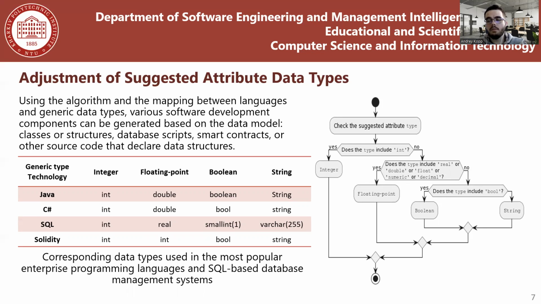If the type contains real, double, float, numeric, or decimal, we can give the generic floating point data type to such an attribute. And if the type includes bool, we can consider it as boolean. Otherwise, we propose to mark all attributes as string attributes, with further mapping into different text representation data types in the proposed mapping for enterprise development technologies.